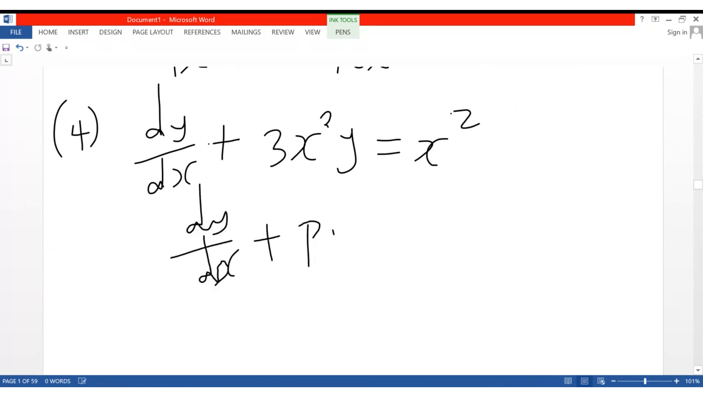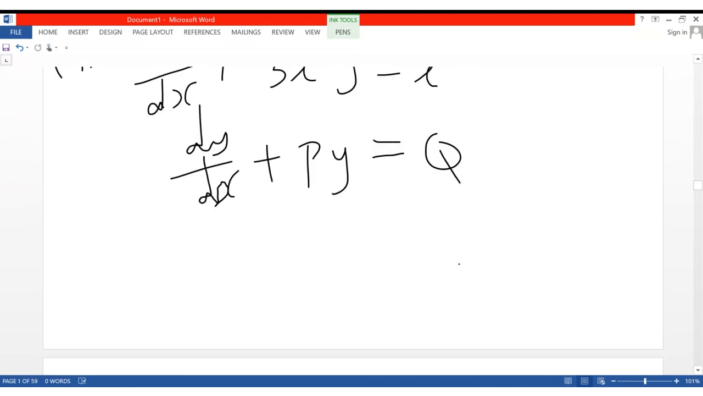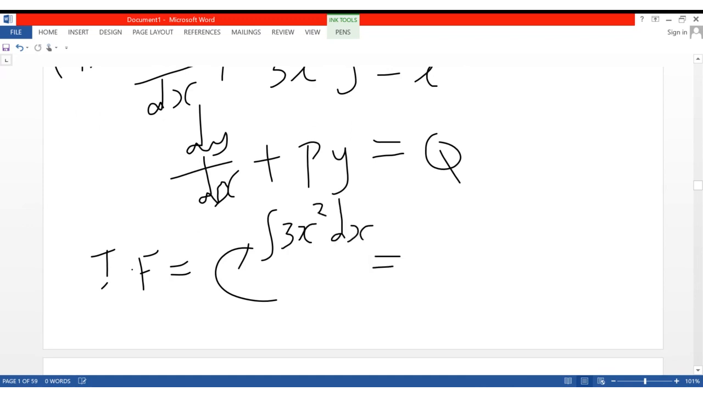So what we need to do is to pick our p, integrate the p. So the p here is 3x squared. So the integrating factor will be given by exponential integral of 3x squared dx. When you integrate, please don't add a constant of integration. When you integrate 3x squared, add 1 to the power, divide by the new power, you should end up with x to power 3. Please don't add a constant of integration. The 3 will cancel with the denominator. So I'm getting exponential x to power 3.